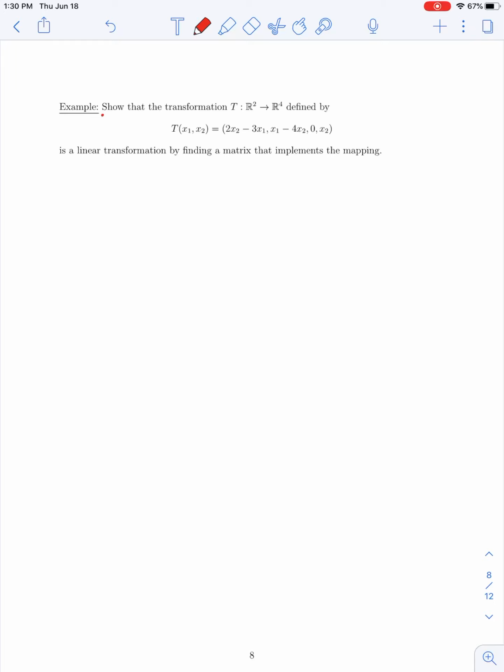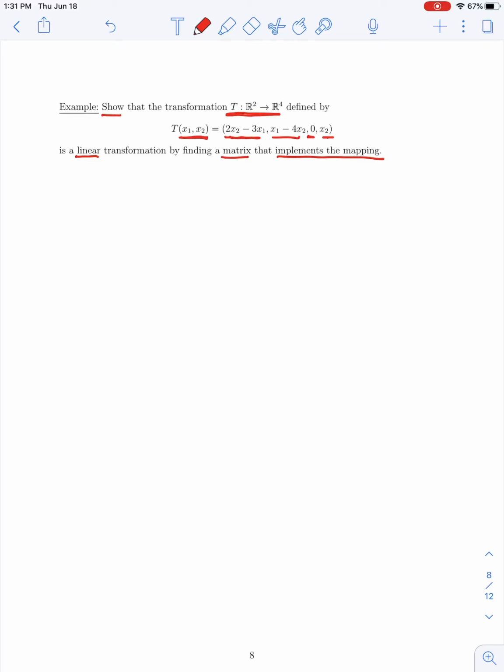So here we are supposed to show that the transformation T from R2 to R4, which is defined by taking T of a vector in the plane x1, x2, gives me a four-dimensional vector whose first component is here, second component is here, third component is 0, and our fourth component is x2. So we want to show that that transformation is linear by finding the matrix which implements that mapping.